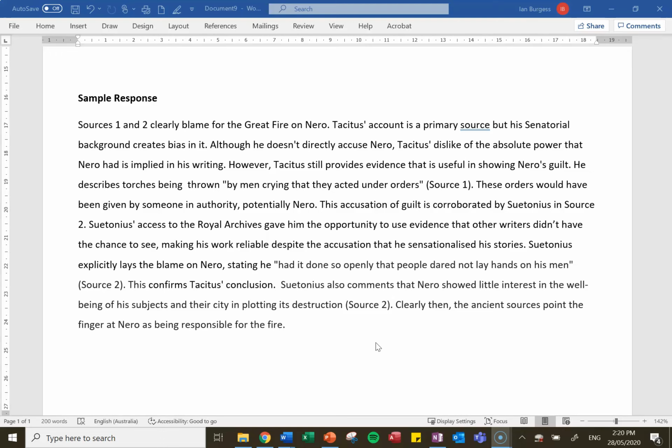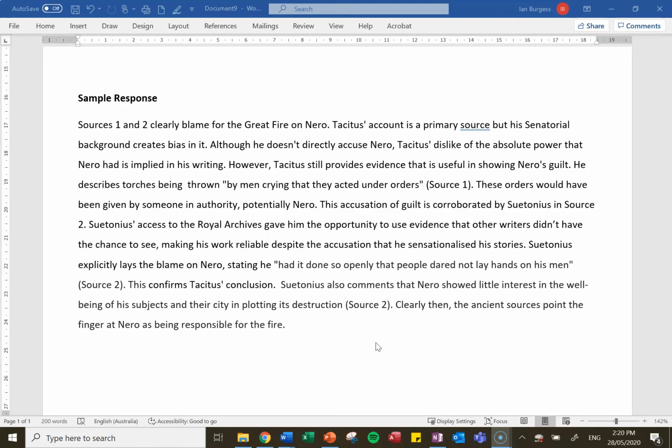So again here, what I'm looking at is the origins of the ideas and things, and the way in which Suetonius worked. So we know that he worked as a good historian because he accessed his sources. And at the same time there, I'm also acknowledging that there is a weakness and a criticism of his work, is it really is considered a bit of a gossip at times, a bit of a gossip columnist. All right, so then we move on to say Suetonius explicitly lays the blame on Nero, stating he had done it so openly that people dared not lay hands on his men.